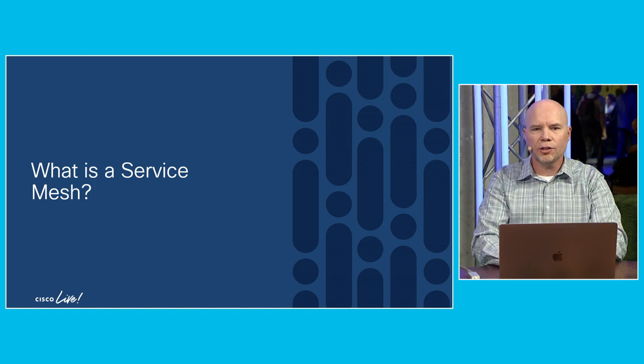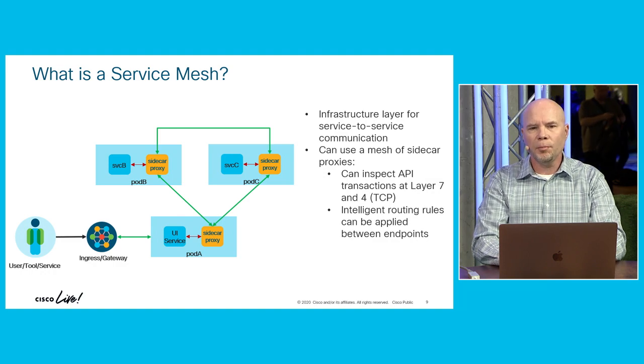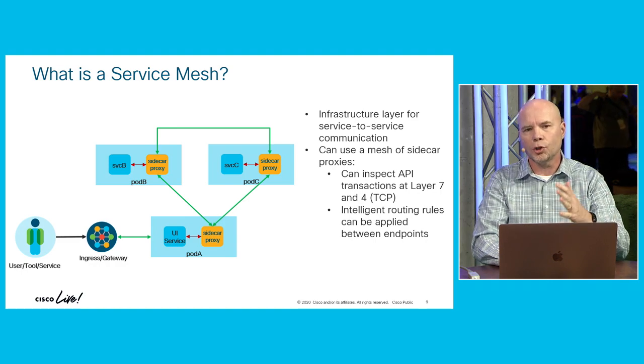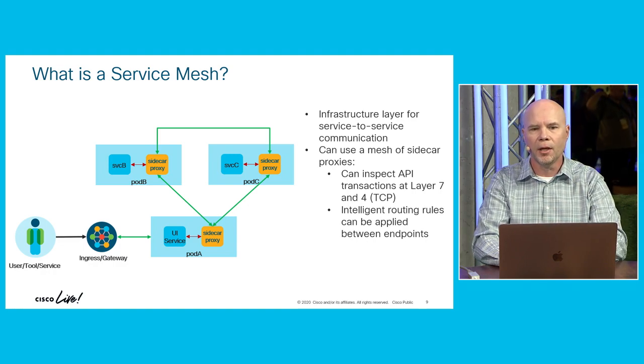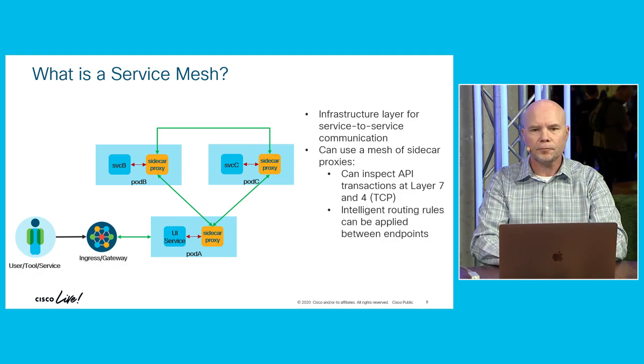So let's define a service mesh and then let's build a service mesh. So simply put, a service mesh is an infrastructure layer for service-to-service communication. So if we take a look at our topology here, we may have users or tools or a service that is consuming our microservice application. And we may be entering that through a load balancer or an ingress of some sort.